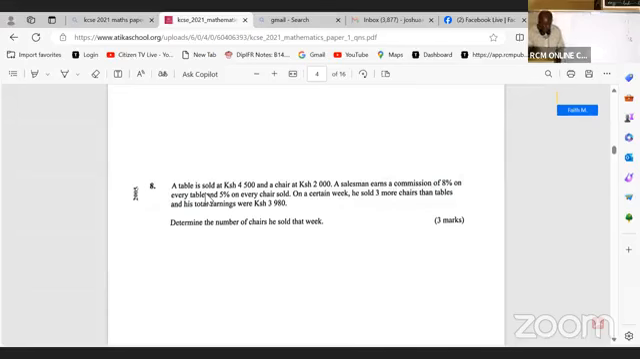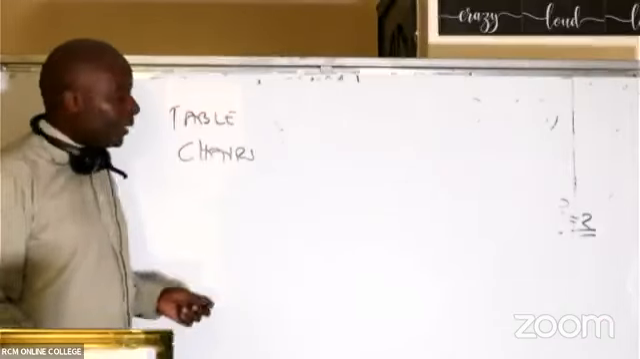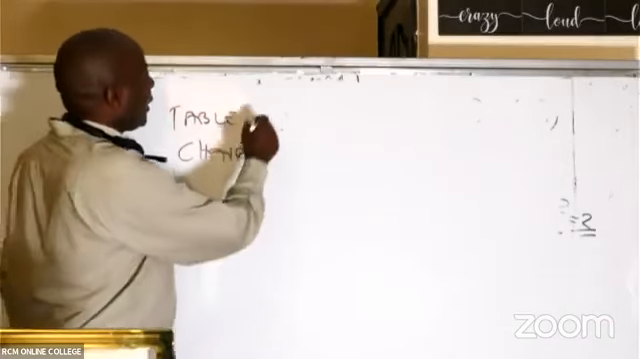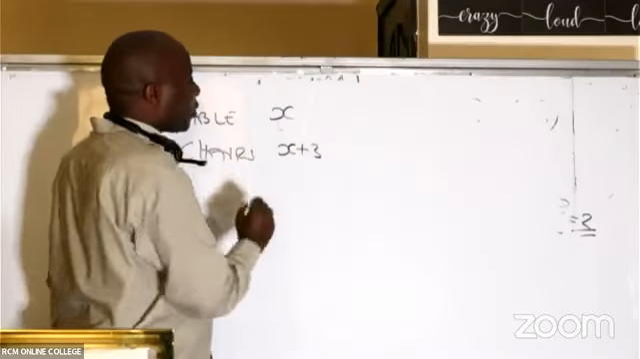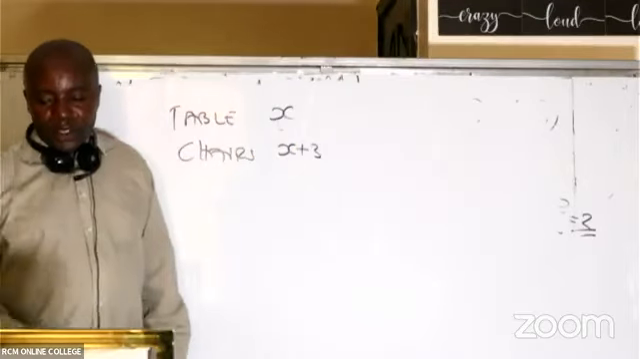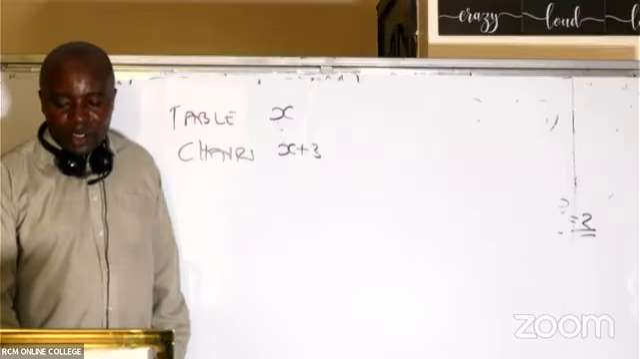So we have tables and we have chairs, 3 more chairs. So we have our table here, we have tables, and then we have chairs. All right. So what they have done, they have told me here that chairs were more. So we let the number of tables sold here to be X, and then the chairs, we had 3 more. So chairs will be X plus 3.